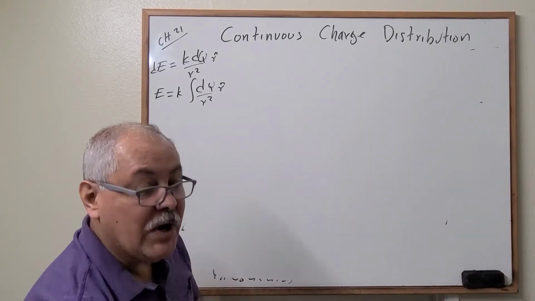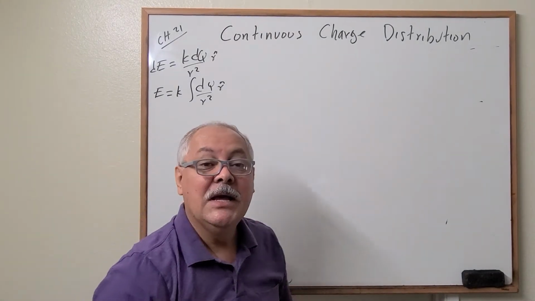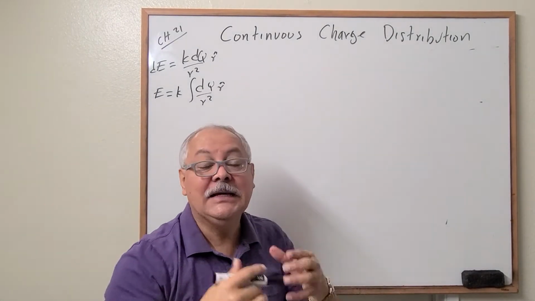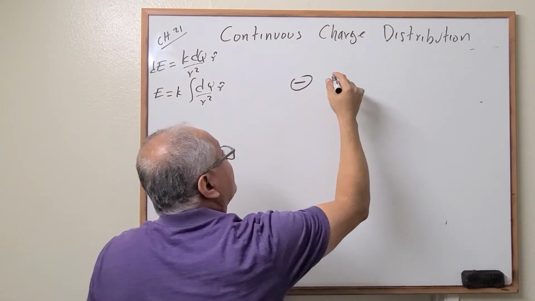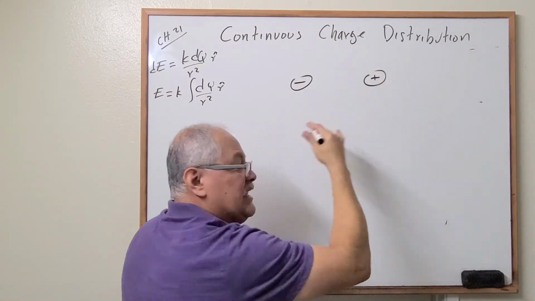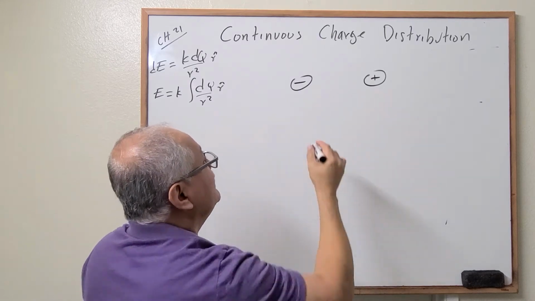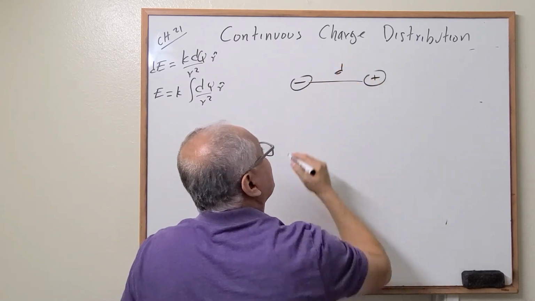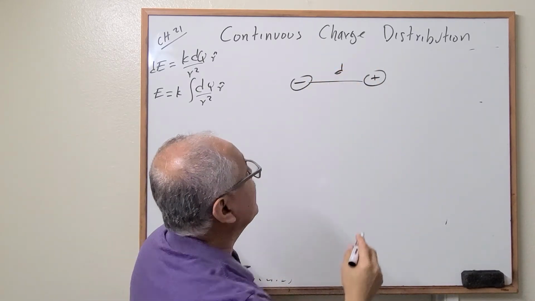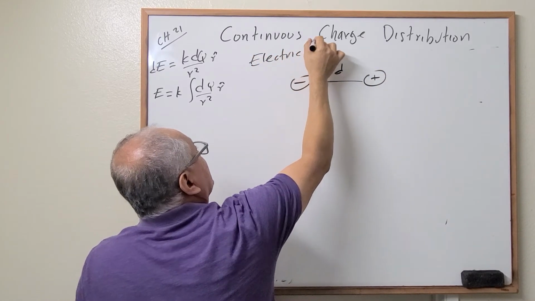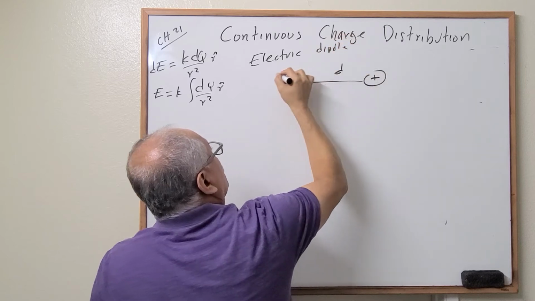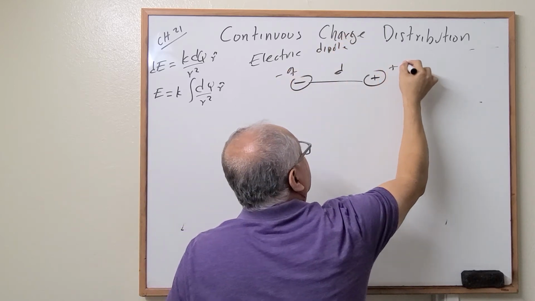Okay, an electric dipole is when we have two point charges with the same magnitude but opposite sign. For example, we have a negative charge and a positive charge, the same magnitude but opposite sign. They're connected by a distance d. One more time, this is an electric dipole. Of course, this is the negative charge and this is the positive charge.